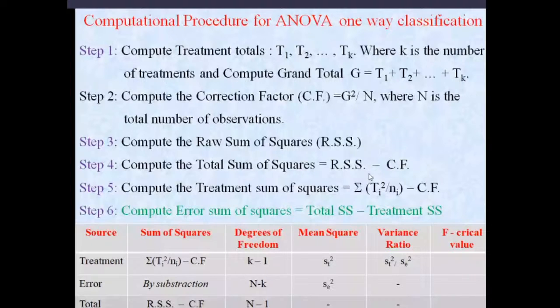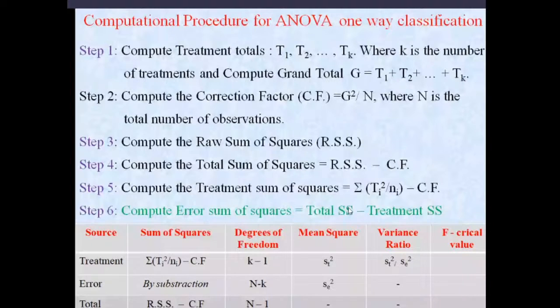the summation of Ti square by Ni minus correction factor, that's what I'm presenting here. And the total sum of squares, RSS minus correction factor, you can express here. And this value minus this value, RSS minus correction factor minus this value, is called the error sum of squares value. So total SS minus treatment SS.